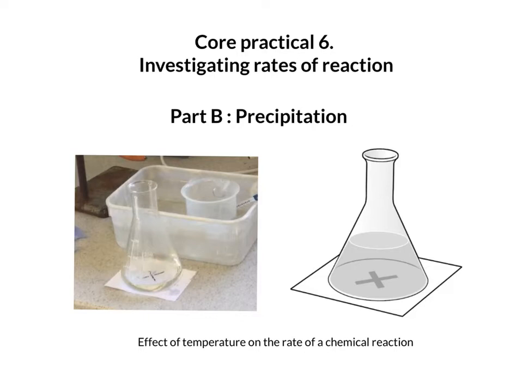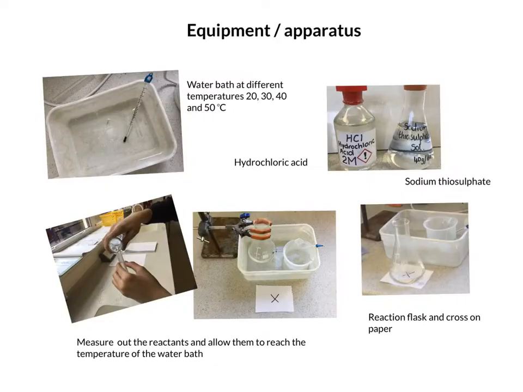And we're going to measure how quickly the reaction goes by measuring how quickly a cross disappears, because we can't see the cross as it's obscured by the white precipitate. So very briefly, the equipment that you need. The two reagents or reactants are hydrochloric acid and sodium thiosulfate. If you add those two together, you get a precipitate of sulfur that's formed.